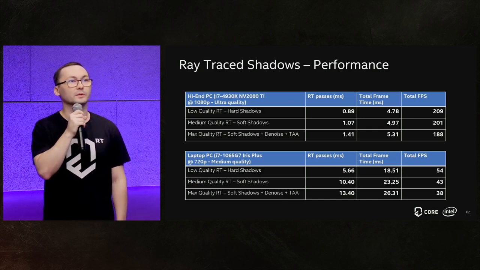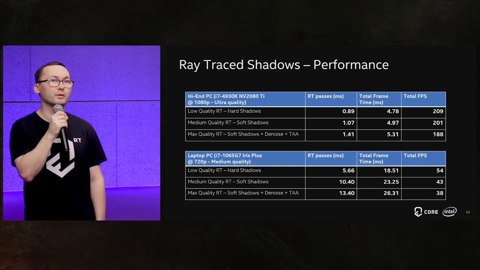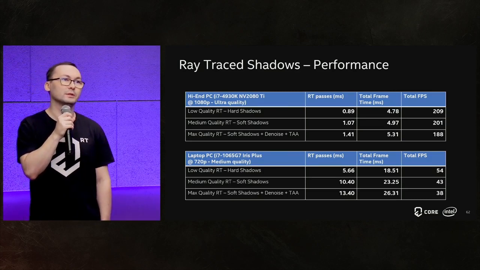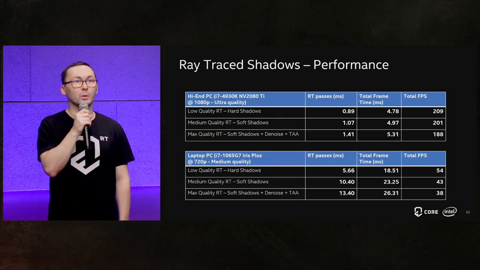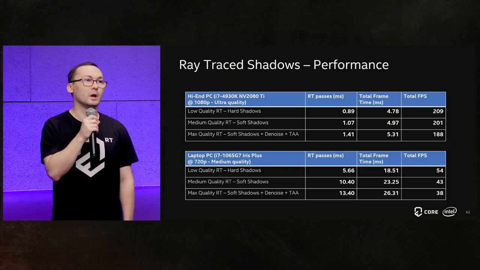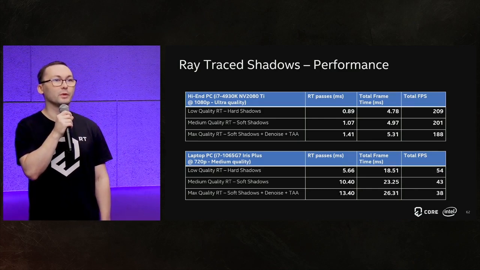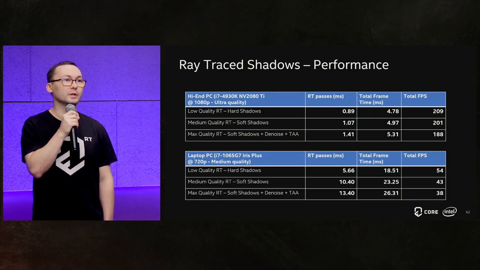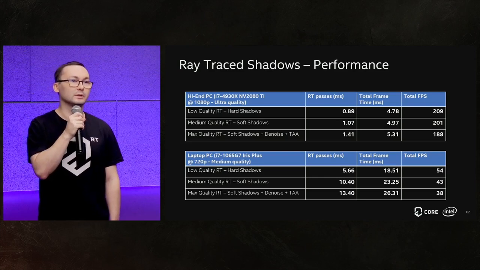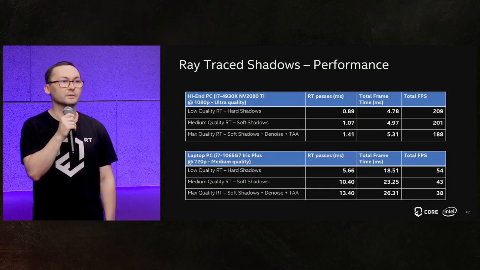So speaking about performance, the highest quality RT shadows take 1.4 milliseconds on average on a 2080 Ti, which results in around 188 frames per second total, which we think is a very good result. We achieved good results on low-end machines as well. On an Intel laptop with integrated GPU, lowest quality RT shadows take 5.6 milliseconds with around 54 FPS total. Even on highest RT settings on the Intel laptop, total FPS is more than 30 FPS.